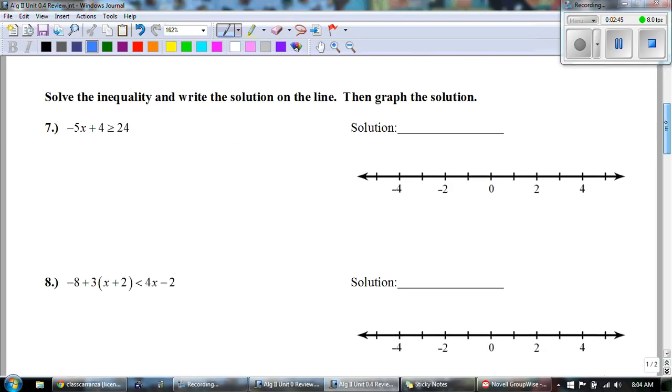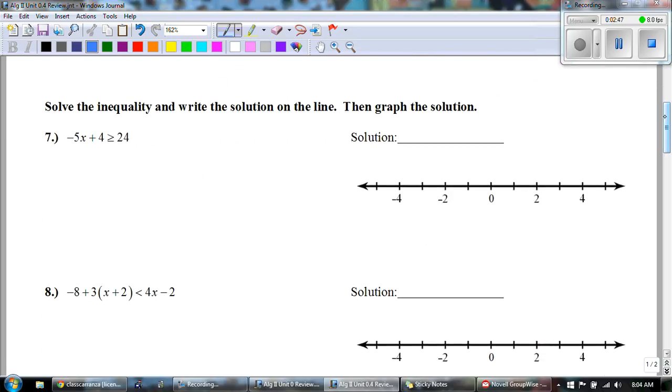Let's go ahead and work down here. We have to solve the inequality, write the solution on the line, then graph. Okay, so let's go ahead and draw the line down the inequality so we can see both sides. And remember, we're following the rules of SADMAP.